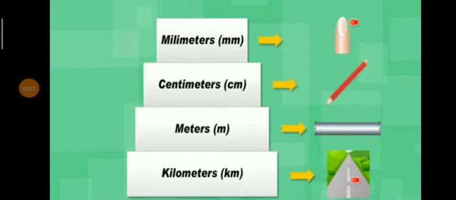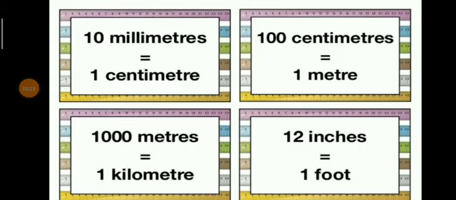Students, the smallest unit of length is millimeter. Greater than millimeter is centimeter, then meter, and the largest unit of length is kilometer. Students, it is very important to learn that 10 millimeters make 1 centimeter, 100 centimeters make 1 meter, 1000 meters make 1 kilometer, and 12 inches make 1 foot.